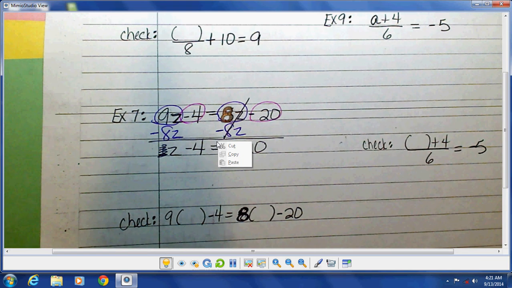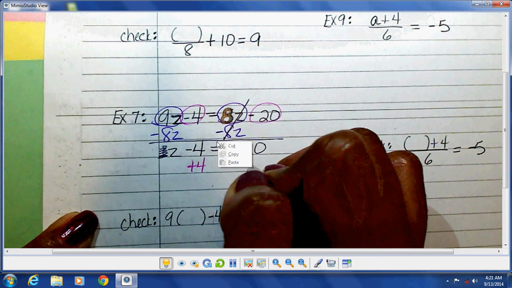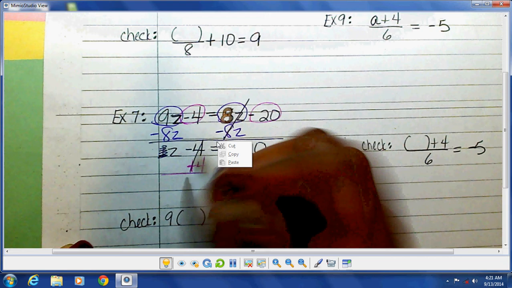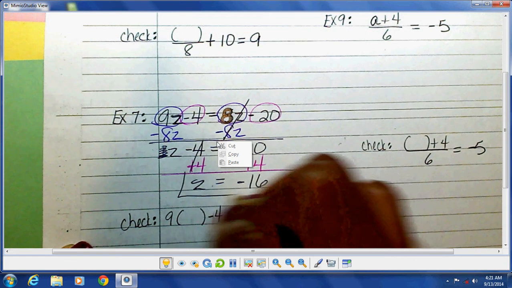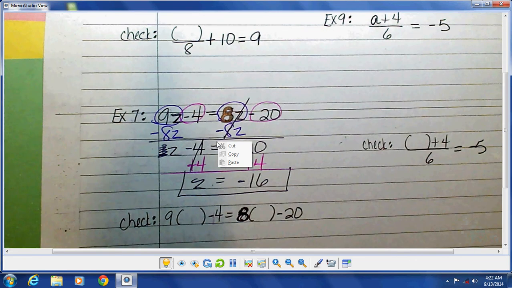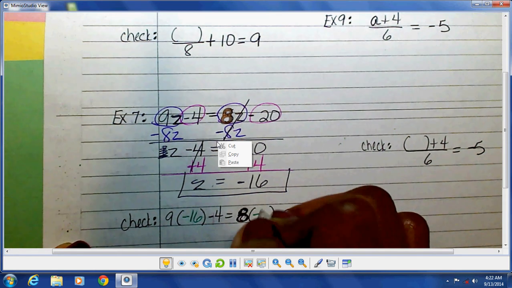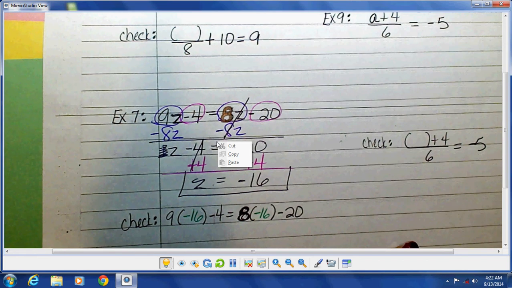So now we have a one-step equation, and we will solve it by adding 4 to both sides. So the 4's are going to cancel, leaving me with z equals negative 16. Okay, let's check. So we're going to have to substitute negative 16 into both parentheses, because that's where our z's were, and solve.